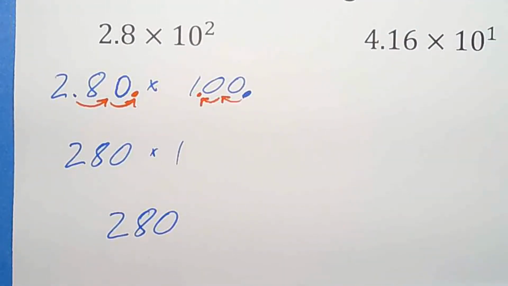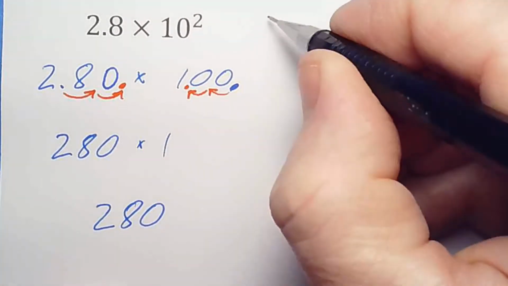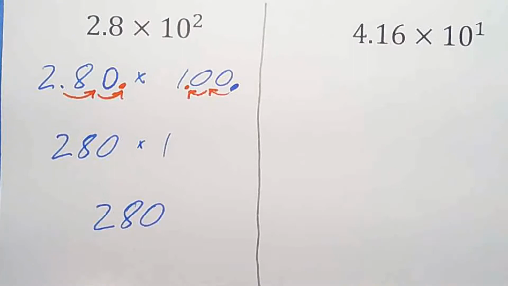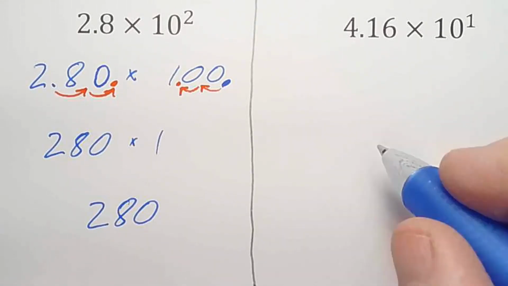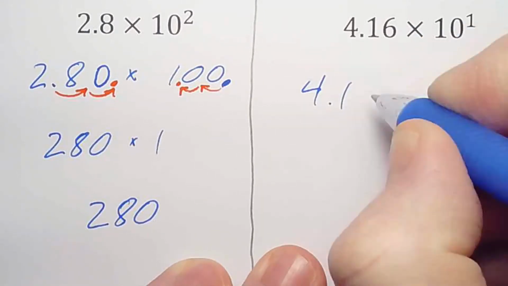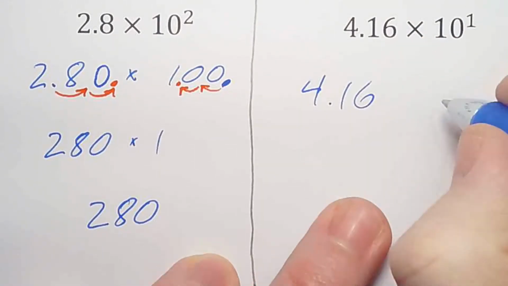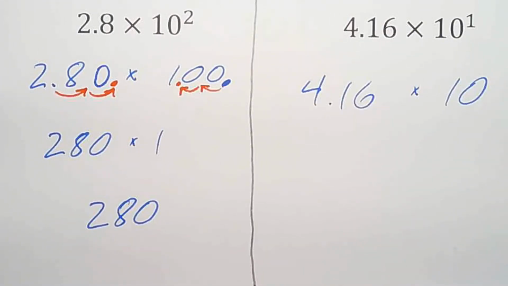All right, let's look at another one here. For the next one, we've got a similar sort of value, similar sort of look to it. Let's just try it again. This time, what we're going to do is just write it like we did before. I've got 4.16 times, I'm just going to work this out, times 10. Now we're not always going to write it this way, but just on the first one or two.